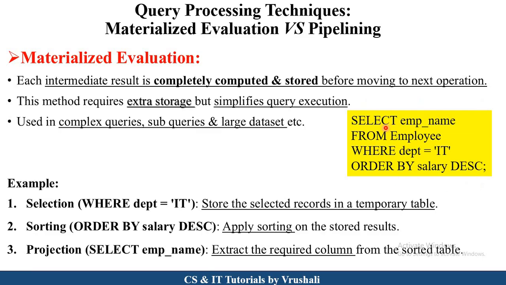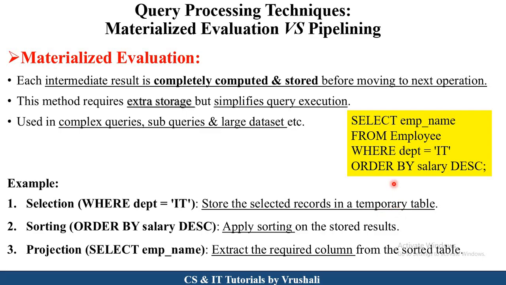Suppose your query is select employee name from employee where department equal to IT and order by salary descending. Now the query optimizer executes this query. It first checks the condition, which is called selection. So where department equal to IT means it fetches all the data from the employee table of those who work in the IT department, and stores those results in a separate temporary table. Materialized evaluation creates one separate table, that is a temporary table, to store the fetched result.